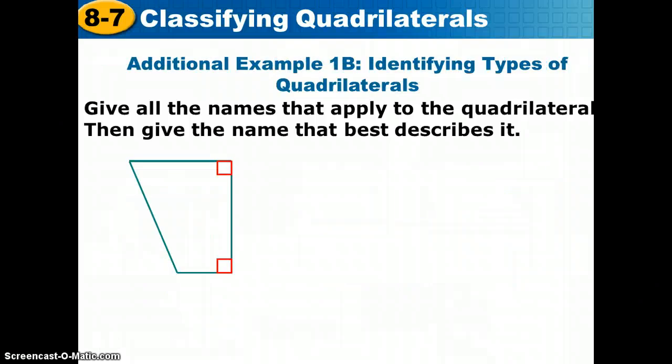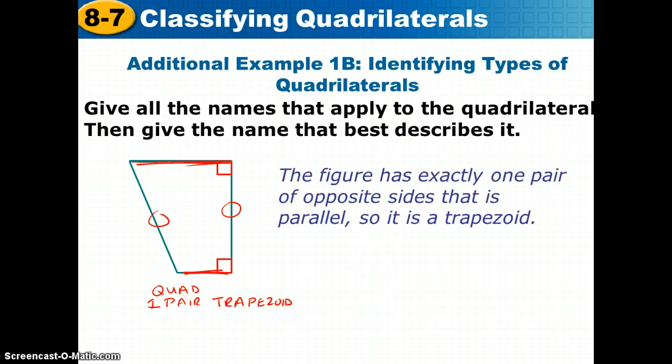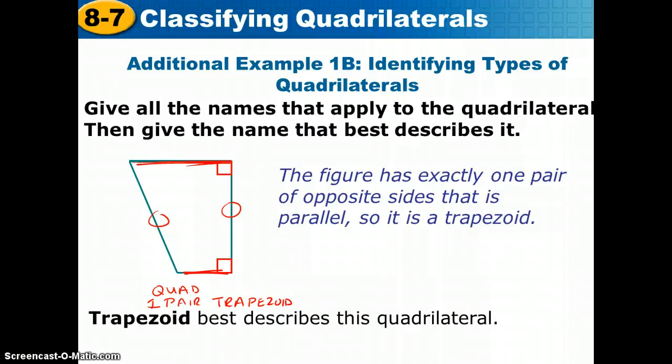So all the names again. Well, it is a quadrilateral, 4 sides. Now let's think of our sides. Parallel and parallel, but these 2 sides are not parallel. So if I only have 1 pair of parallel sides, I have to be a trapezoid. So we went off on that other branch over there, didn't we? 1 pair of opposite sides, so it is a trapezoid.